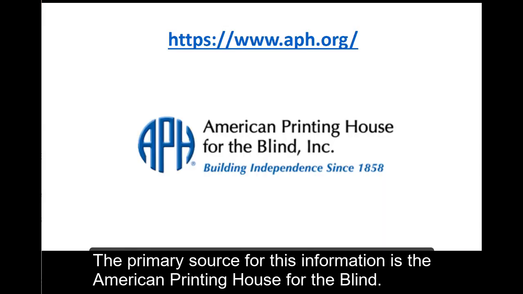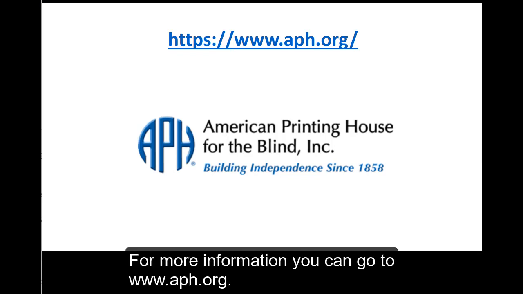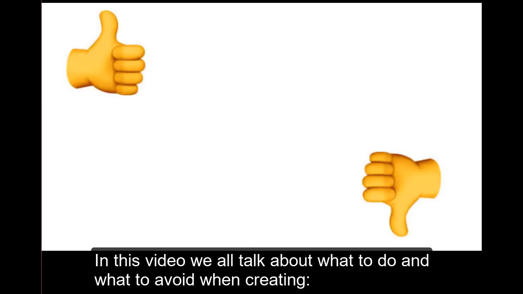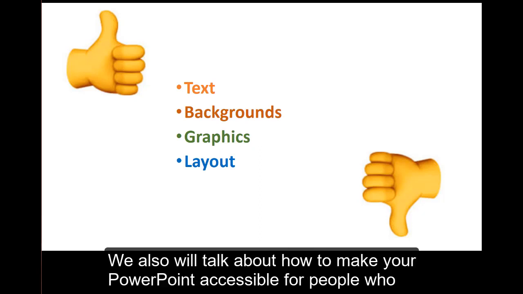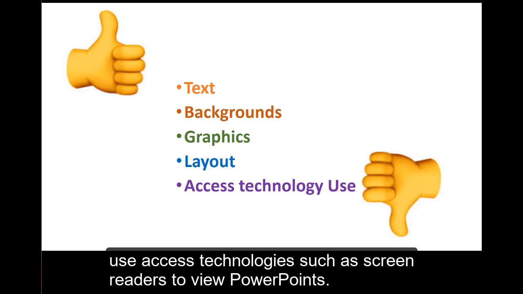The primary source for this information is the American Printing House for the Blind. For more information, you can go to www.aph.org. In this video, we will talk about what to do and what to avoid when creating text, backgrounds, graphics, and slide layouts. We will also talk about how to make your PowerPoint accessible for people who use access technologies such as screen readers to view PowerPoints.